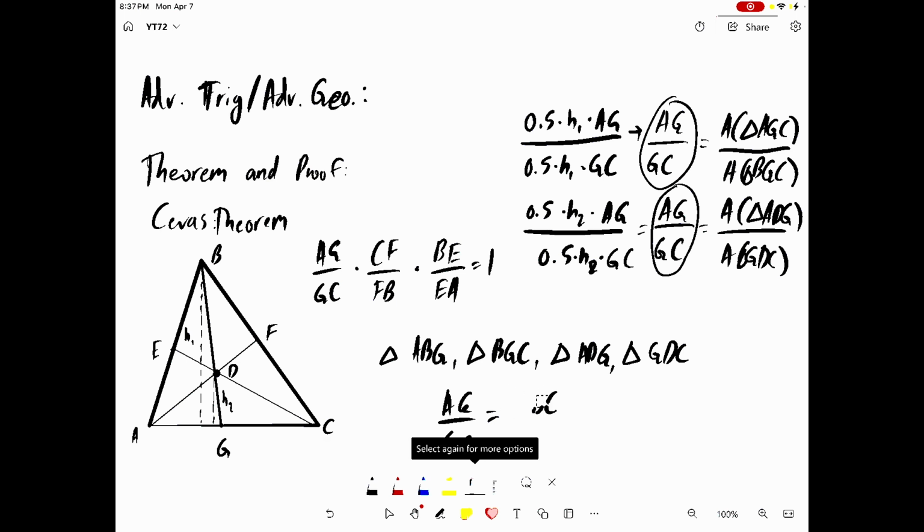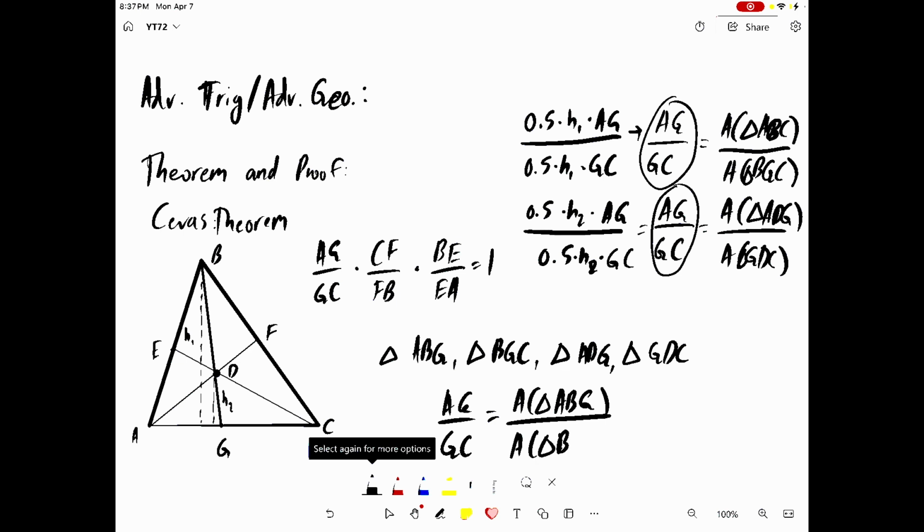So that means AG over GC is equal to the ratio of the area of triangle ABG, I actually wrote it wrong here, ABG, divided by the area of triangle BGC. Then that's also equal to the area of triangle ADG divided by the area of triangle GDC. So what we have here is a ratio set up.